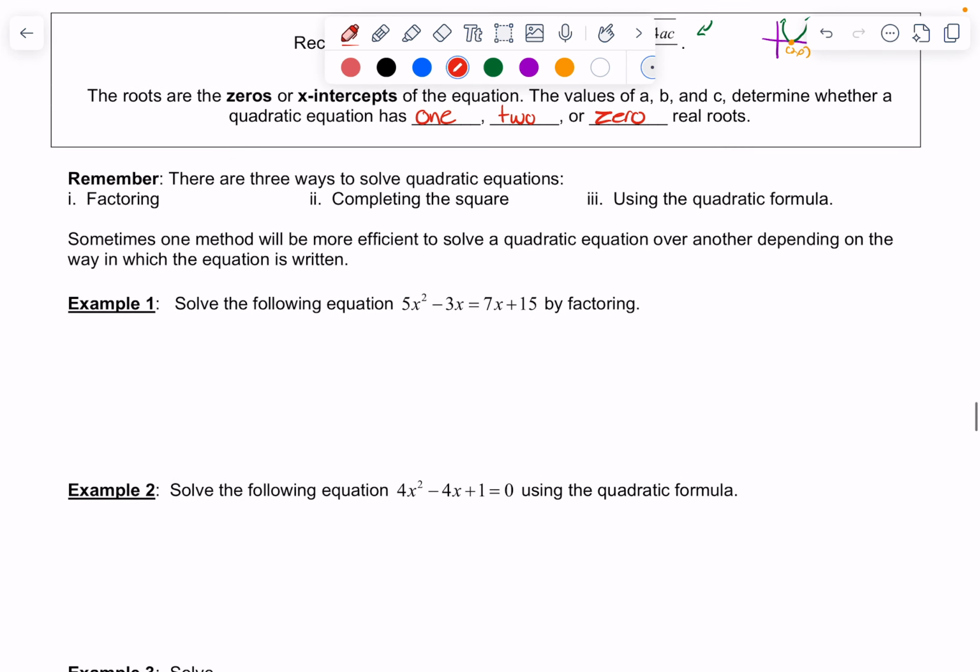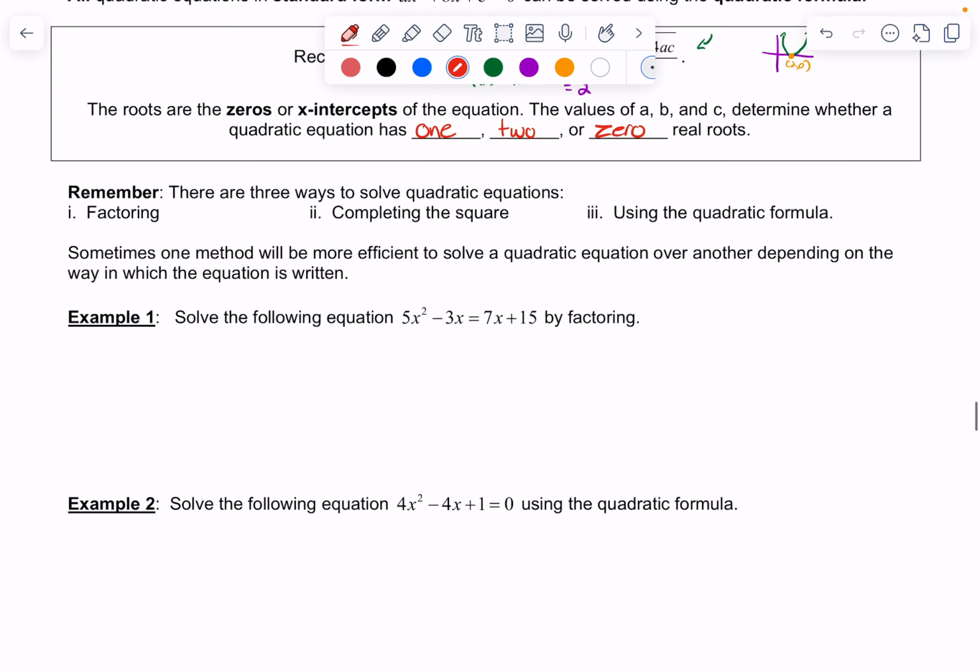So I want to say the quadratic formula can always work. You can always use it. Whenever you're dealing with quadratics, you are always able to use the quadratic formula, right? You might not get a solution, okay, because there might not be a solution. There might be 0 solutions, but you can always apply it.